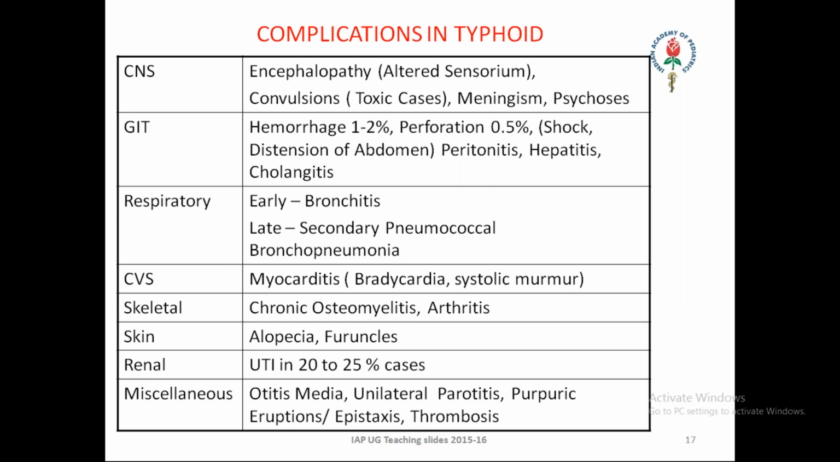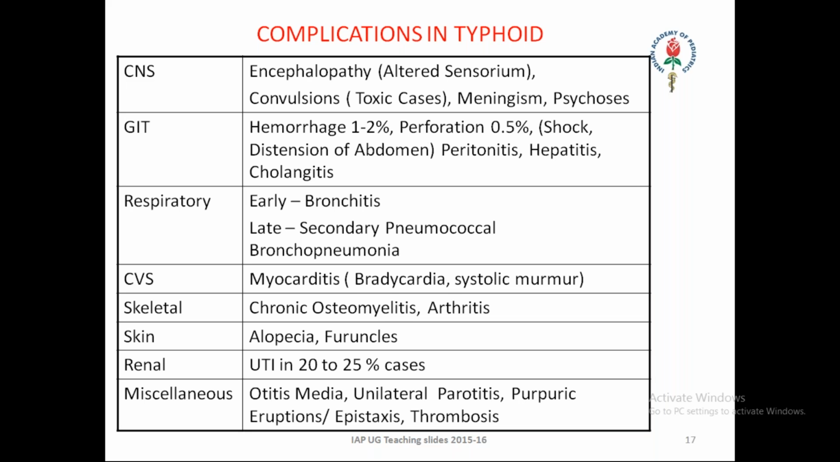So coming to the complications of typhoid fever, CNS: we have an encephalopathy. There might be altered sensorium, convulsions. In toxic cases, we observe seizures, meningism is present, and psychosis. These are all the CNS manifestations.